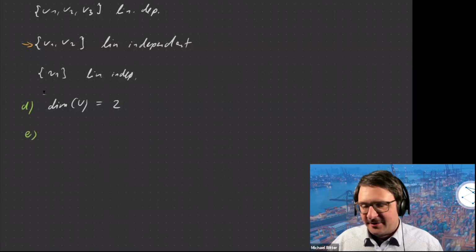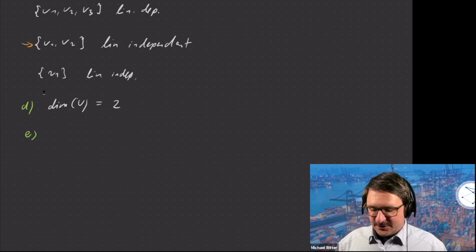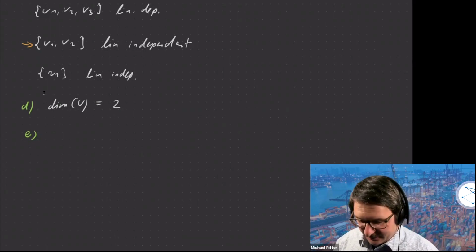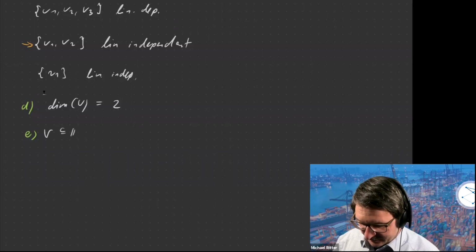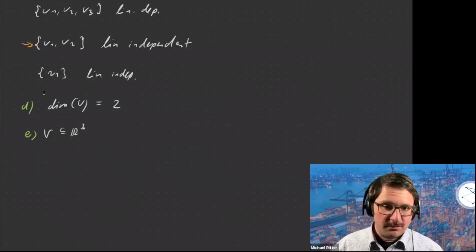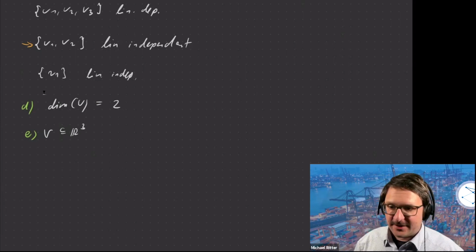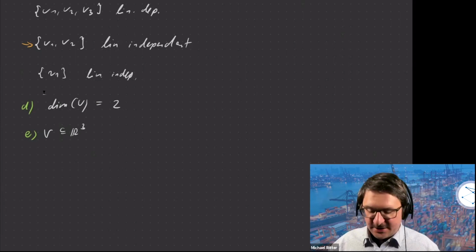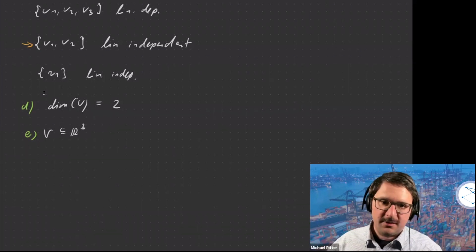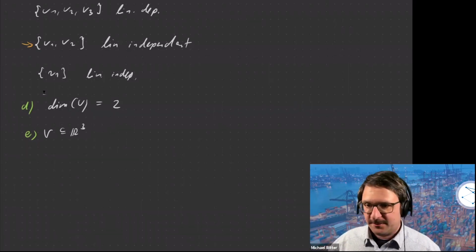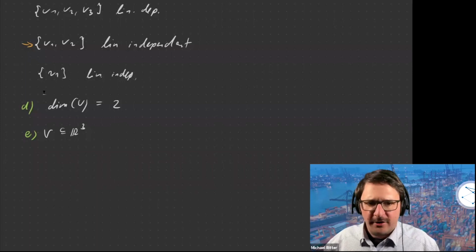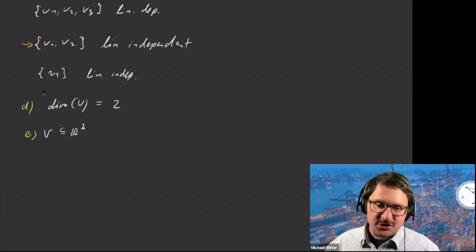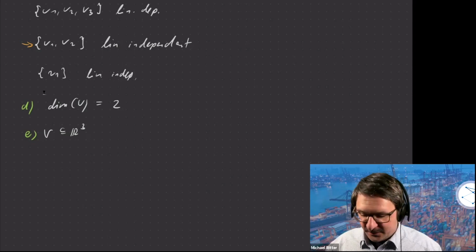So I'm guessing I'll do E as well before we take any new questions. Find a vector in R3 that is not contained in V. So the reasoning here is V is a subspace of R3. The dimension is 2. The dimension of R3, on the other hand, is 3. So there must be vectors that are contained in R3, but not in V. Otherwise, the dimensions would agree. Okay, V is strictly smaller than R3.